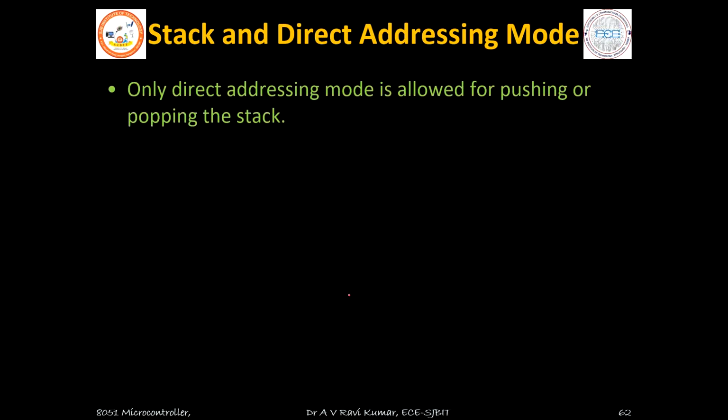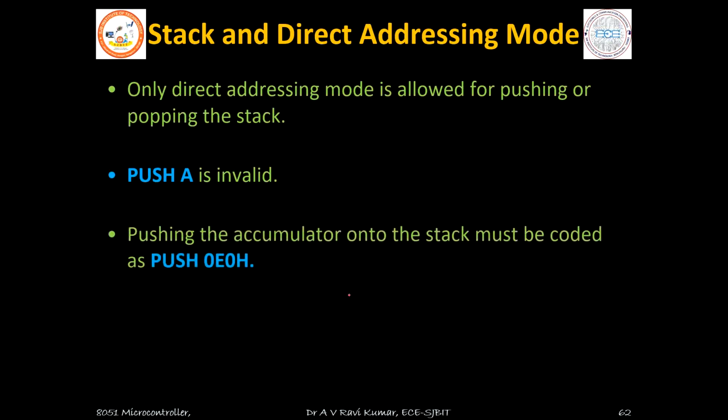So in the stack, only direct addressing mode is allowed for pushing or popping. Let me show that PUSH A is invalid. The content of the accumulator cannot be pushed into the stack area that way. Instead I can do PUSH E0H, because address E0 points to the accumulator, so the content of the A register is pushed onto the stack. Remember, PUSH A is invalid.